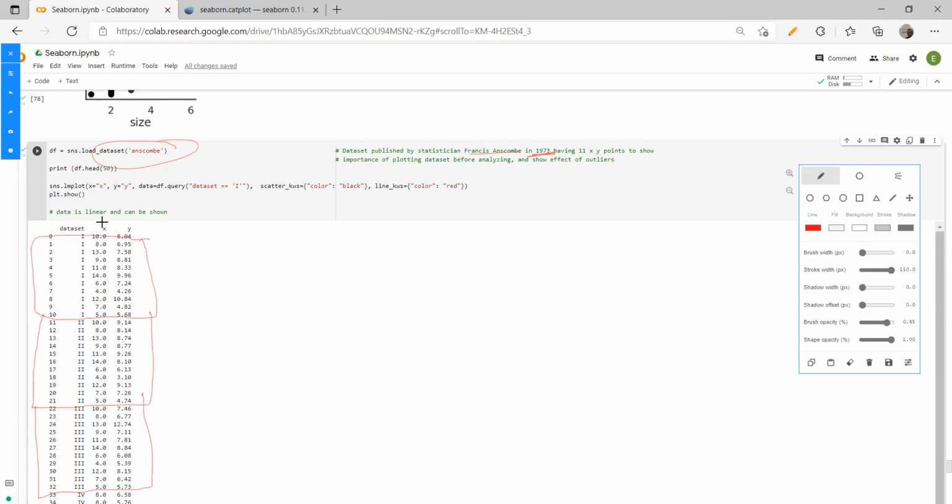For all 11 points, he gave values of X and Y. He just gave random values of X and Y. What he wanted to show, as he was writing a research paper, was the effect of outliers. What happens if there is an outlier? He was also trying to show why plotting is necessary. So in 1973, he published a paper emphasizing why plotting is necessary and how plotting can help you detect outliers.